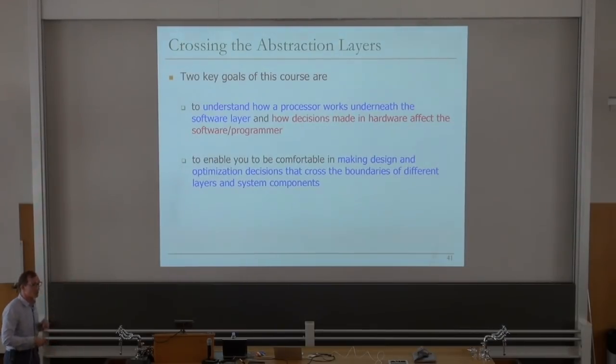And also, I think it's important for an architect to be comfortable in making design and optimization decisions that cross the boundaries of different layers and system components. Clearly, the hardware-software interface, but also other parts as well. Okay, so let's take a look at some examples of this.